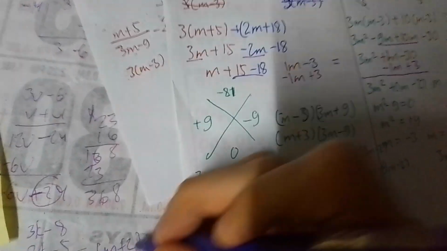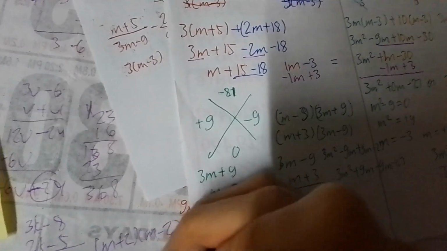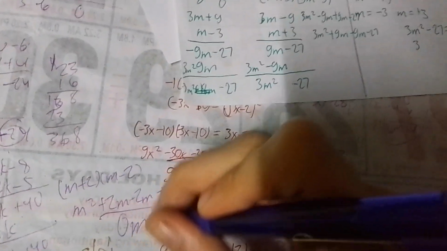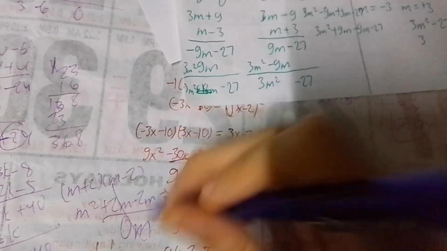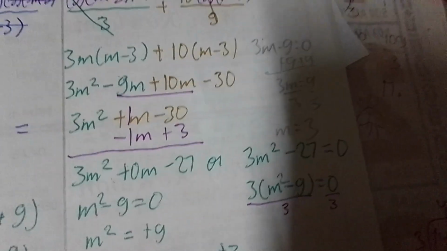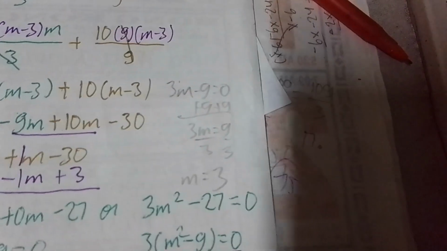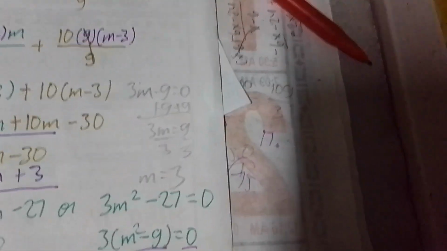Remember what we did here? For example, we have m plus 2 and m minus 2. M squared plus 2m minus 2m and then minus 4. These cancel, which makes it 0m. And 0m, goodbye. So it's gone. It's going to be 3m squared minus 27 equals 0.